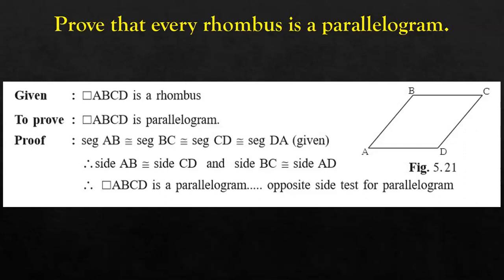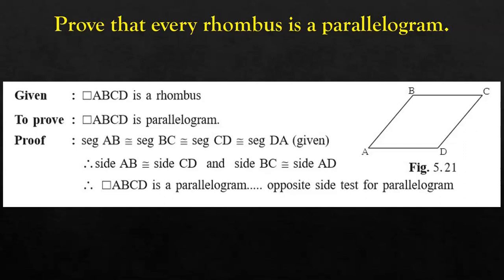Prove that every rhombus is a parallelogram. Given information is quadrilateral ABCD is a rhombus. We have to prove that this same quadrilateral ABCD is a parallelogram. Now, according to given information, we know that in a rhombus all sides are equal. Therefore, segment AB is congruent to segment BC, is congruent to segment CD, is congruent to segment DA.